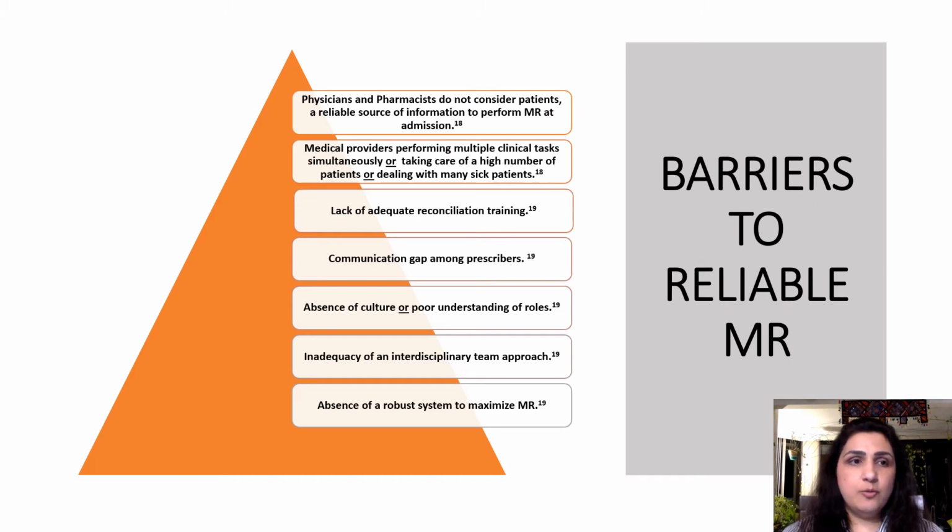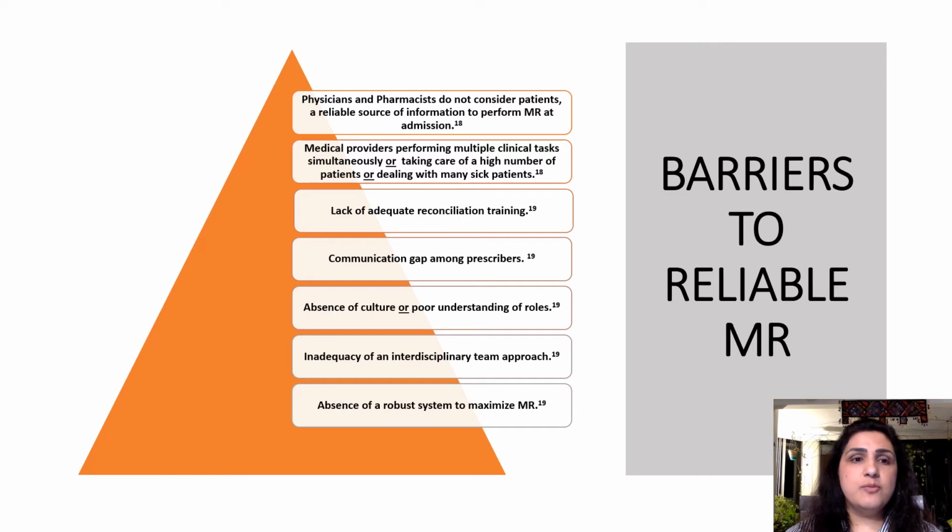So now, progressing towards my research topic, I have listed the barriers to a reliable medication reconciliation process. I reviewed some of the studies, and they mentioned a few causes that I have listed here. The first cause is that physicians and pharmacists do not consider patients a reliable source of information to perform medication reconciliation at admission. This scenario applies to situations where the patient is in acute delirium or is not in a stable condition to provide their medication history.